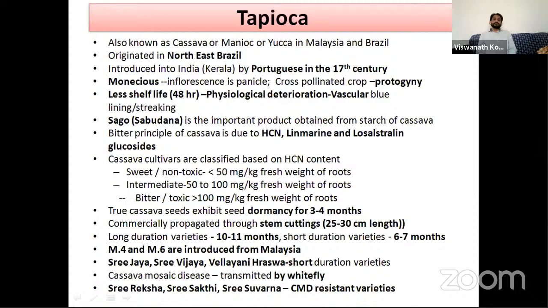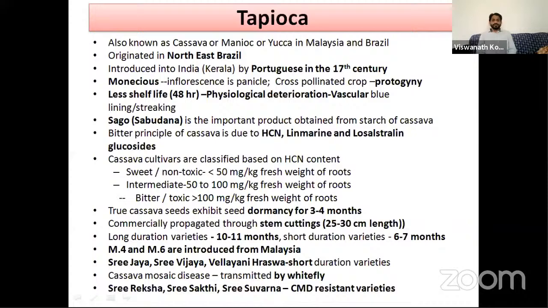Sometimes the tapioca tubers are bitter. The bitterness is due to the presence of hydrogen cyanide. Hydrogen cyanide is formed from the cyanogenic glucosides, linamarin and lotaustralin. Based on the bitter content, I mean the HCN content, the tapioca varieties are classified into three types: sweet, intermediate and bitter. If the HCN content is less than 50 mg per kg, it is a sweet type. 50 to 100 mg means it is intermediate. And tapioca tubers having HCN more than 100 mg per kg are the bitter types.